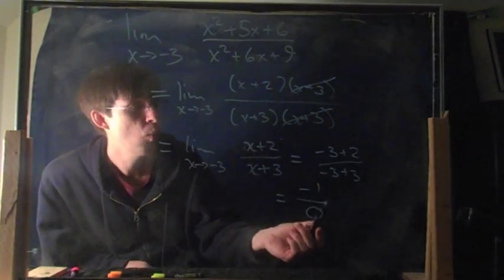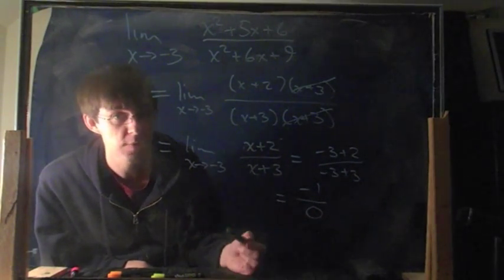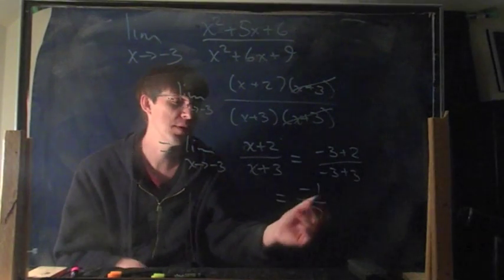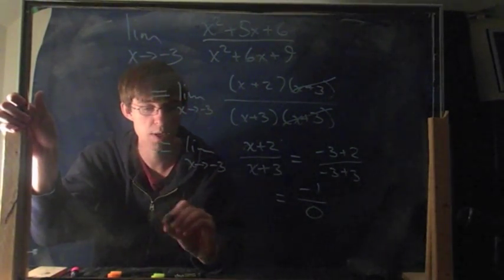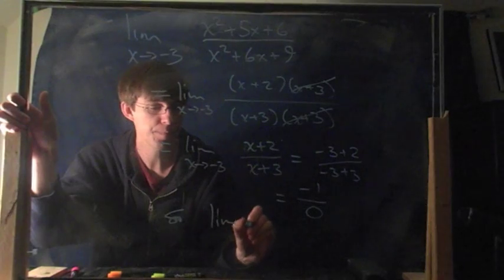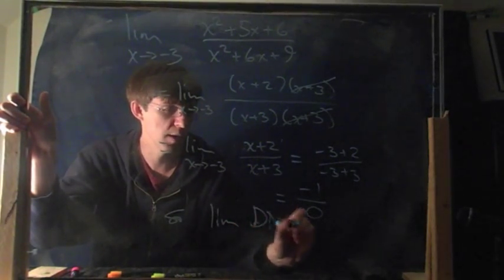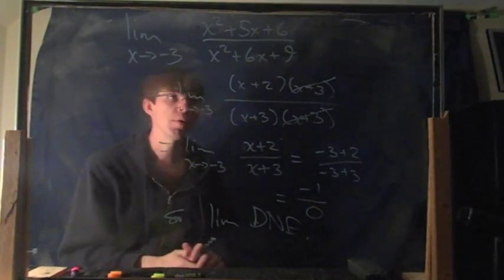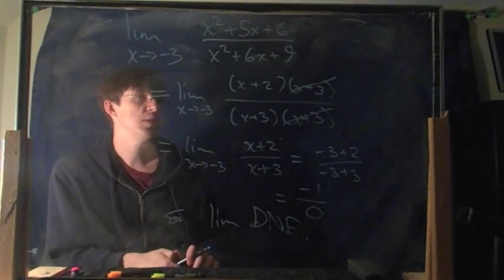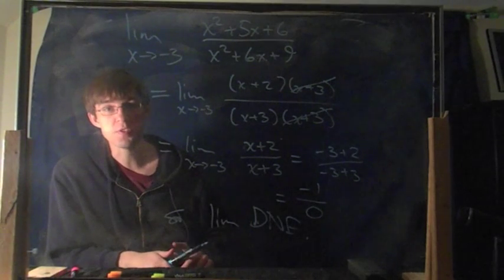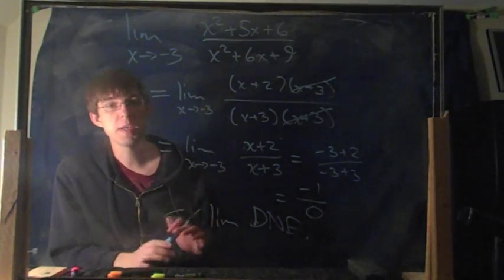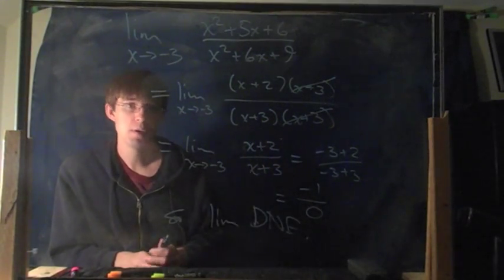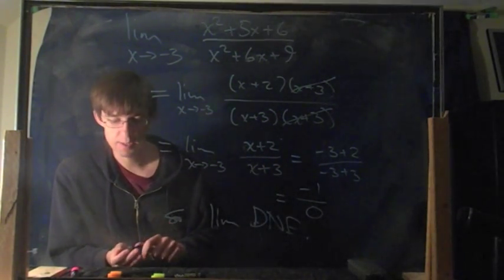But remember, when you plug in to find the limit and you get something over 0 and the thing on top is not 0, that means the limit does not exist. So you say the limit does not exist. The end. All right. I hope you're seeing what I said before. If you start off and get 0 over 0, that actually doesn't mean anything. Maybe the limit exists. Maybe the limit does not exist. In this example, the limit did not exist.